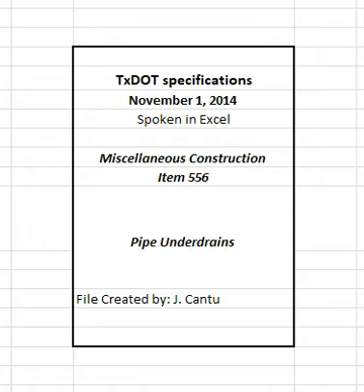4. Measurement. This item will be measured by the foot along the top of the pipe and will include the length of elbows, Ys, Ts, and other branches.